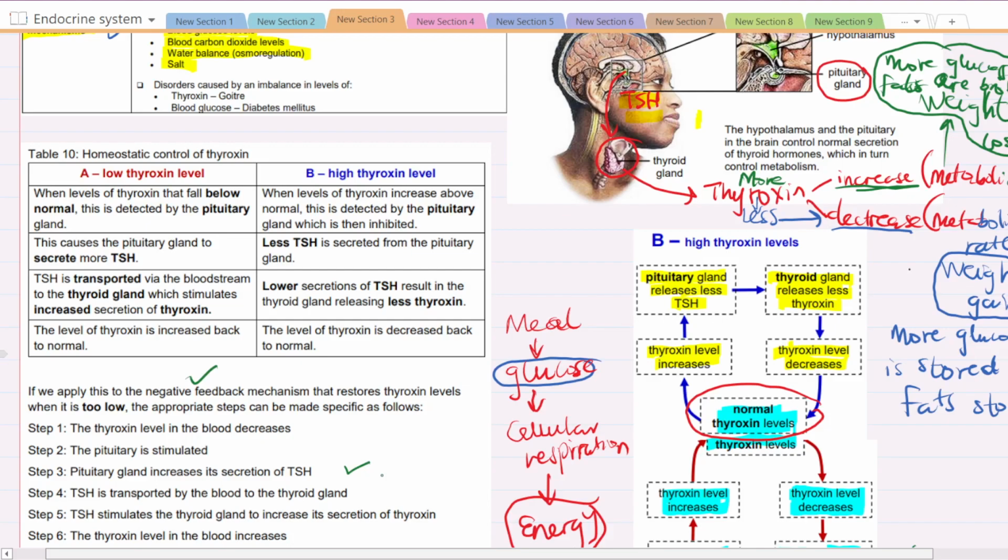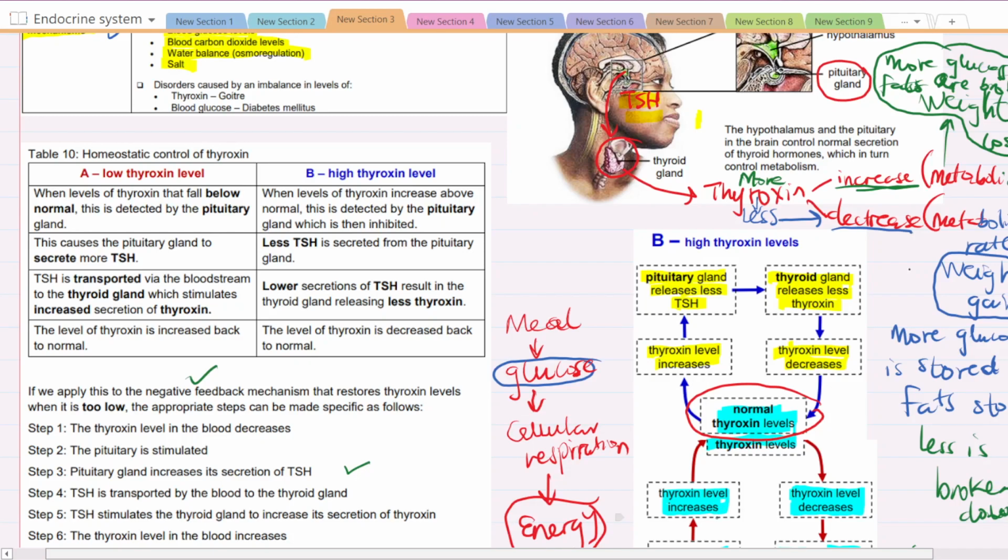If there's more thyroxine in the blood, it means there is an increase in metabolic rate, then this person loses more weight because more glucose and fats are broken down and less of them are stored. But if there is less thyroxine in the blood, there will be a decrease in the metabolic rate, then this person will gain weight because more glucose and more fats are stored and less is broken down. You must remember that less glucose and less fats are broken down.